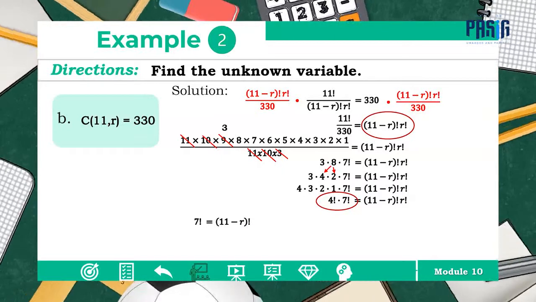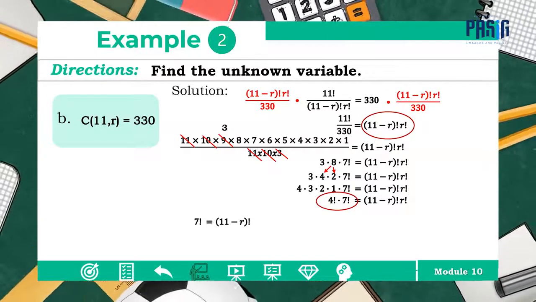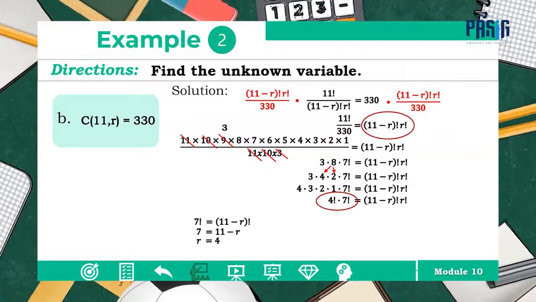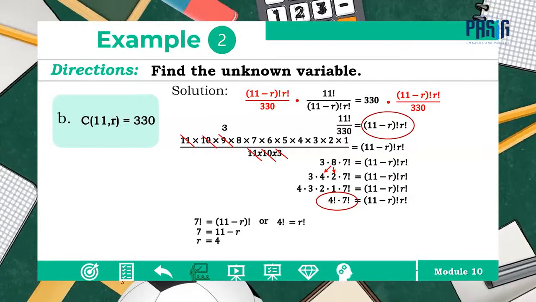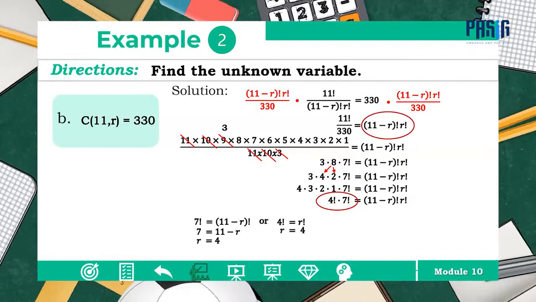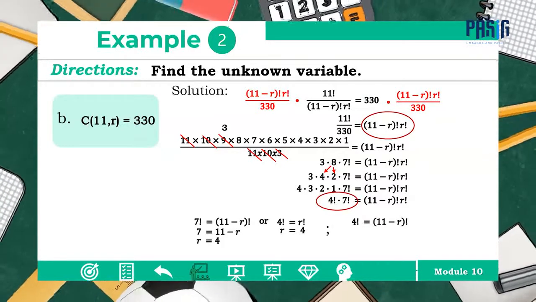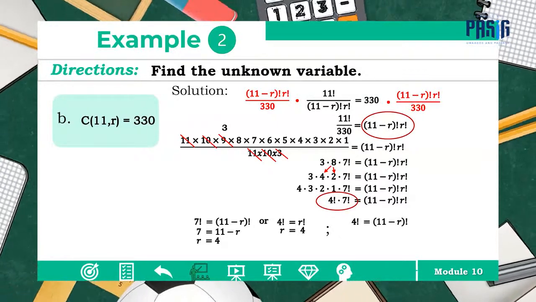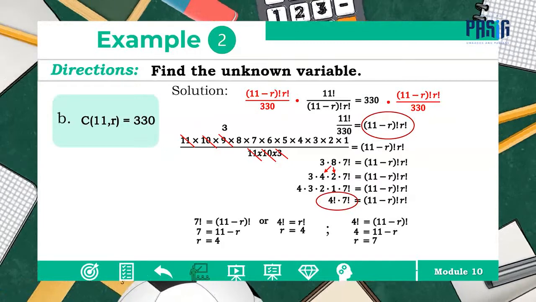Equate 7 factorial to 11 minus r factorial. Simplify, then solve for r, and r is equal to 4. Or, equate 4 factorial to r factorial. Solving for r is equal to 4. Then, equate 4 factorial to 11 minus r factorial. Solving for r is equal to 7.